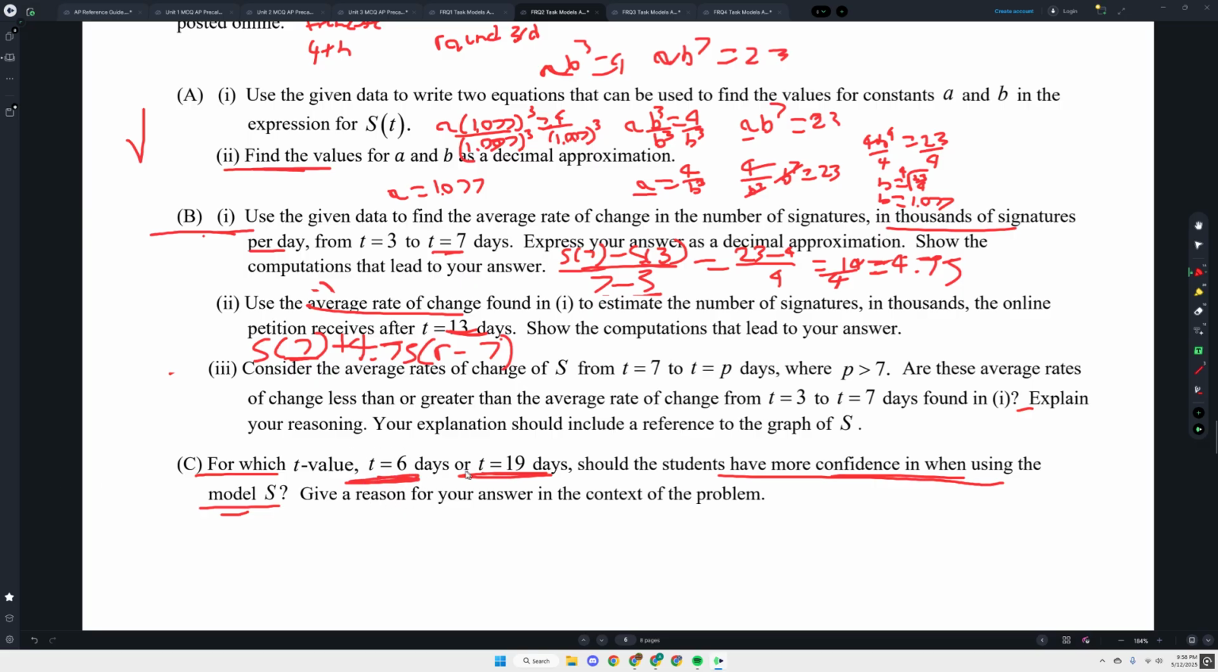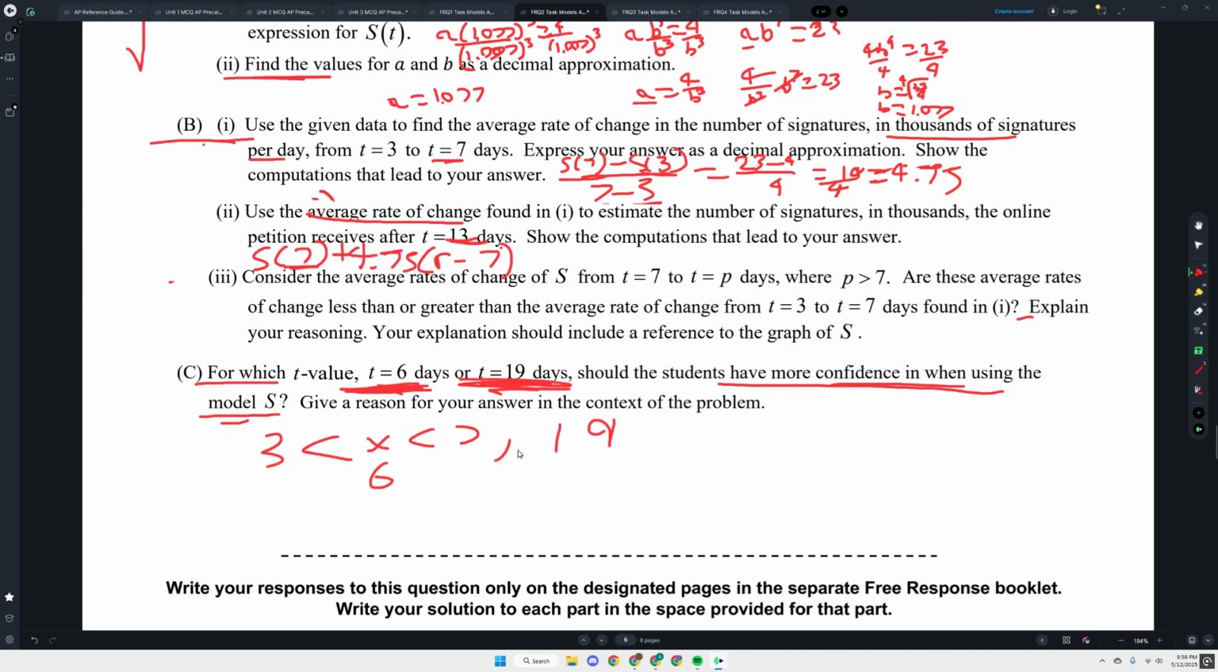So T of 6, T of 19. We're more confident in T of 6 because we're in our domain. Because our domain was from 3 to 7. Those are the values we knew about. So 6 is in between. So it's a good value because we have more confidence. 19 is extrapolating way past. So we're extrapolating, which is not good. So T of 6 is our better answer. So we have more confidence in T of 6.